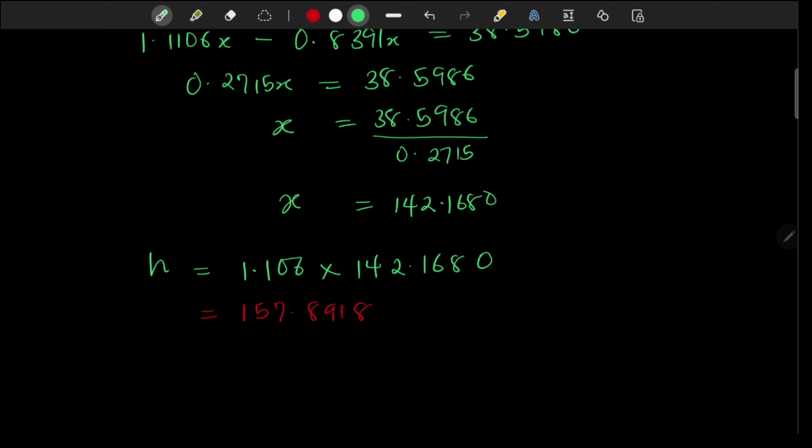Now one decimal place means one number after the decimal point. So we're going to take 8 and have a look at 9. Since 9 is greater than 5, it means I'm going to round up. To round up means I will add 1 to this 8. So that will be 157.9. All these other numbers become 0. And we add our unit, which is meters. So this is to one decimal place.